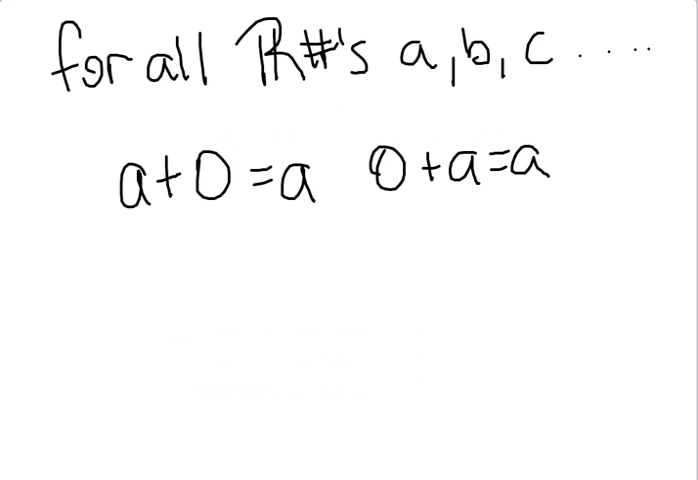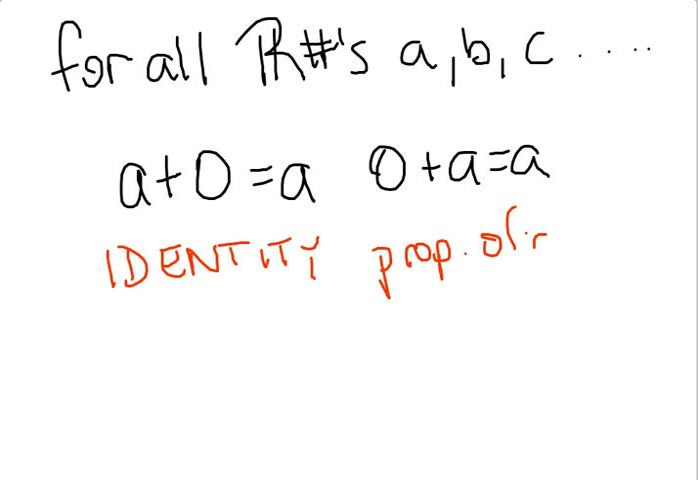Our next property says that A plus 0 equals A and 0 plus A equals A. So you add 0 to a number and you get that number back. And we call this the identity property of addition, because we are only talking about addition here.